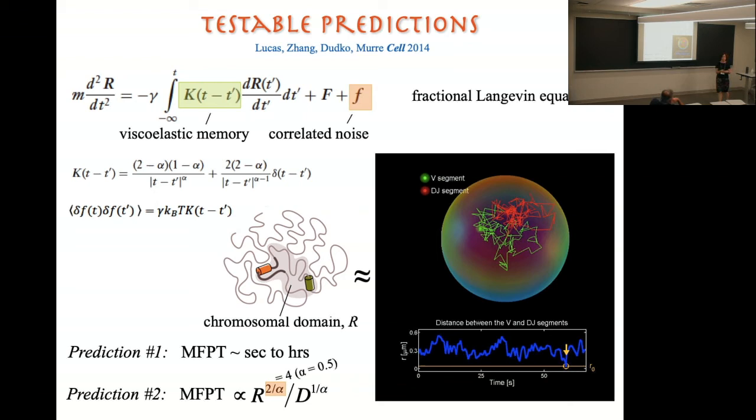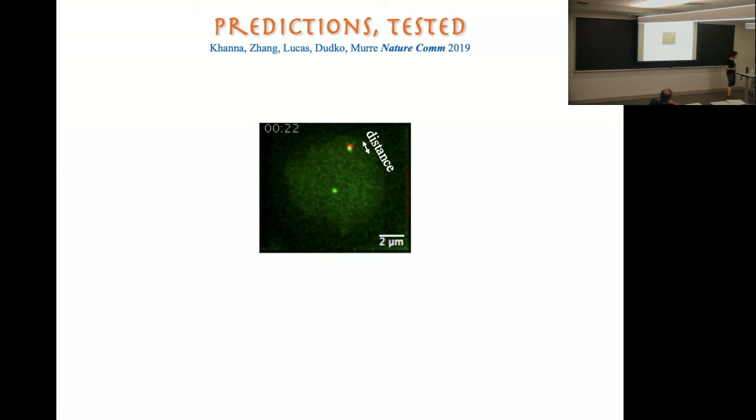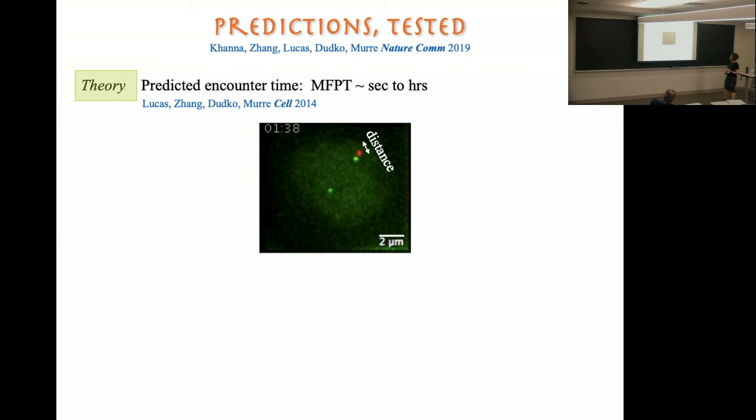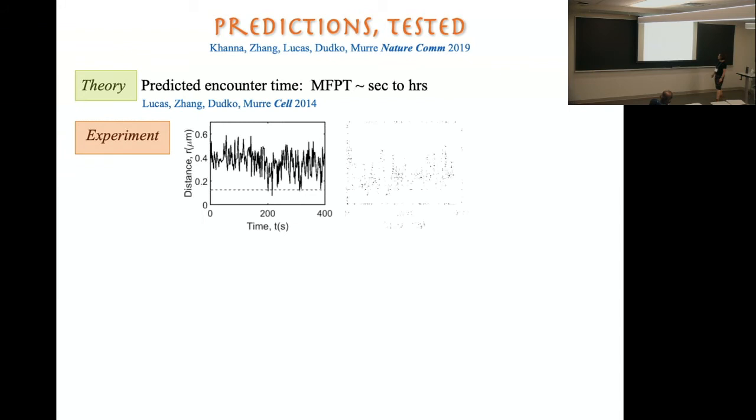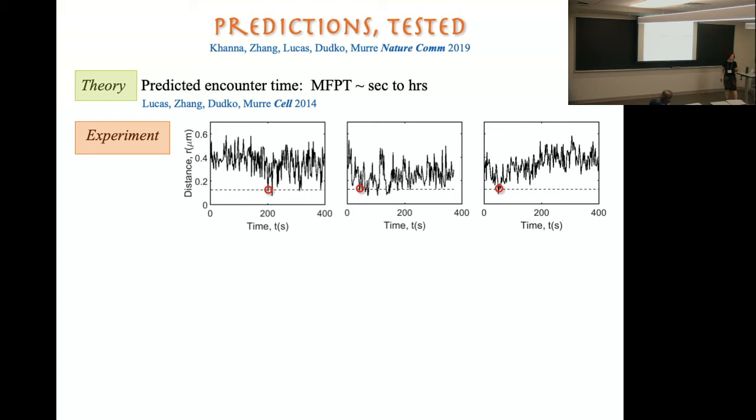So these were predictions that were successfully tested by the simulations, but I think what's more interesting is that now that we have the two-color imaging data, we can actually test them with experimental data. And so, remember, the first prediction from theory was the remarkably short first encounter time. And now we can look at the distance trajectories as a function of time from those cells in which V and J were initially close enough. These are some representative trajectories. When the distance dives below the threshold value, this is a potential encounter event, and the corresponding time is the first passage time. So we find that indeed the first passage times are within the range under an hour.